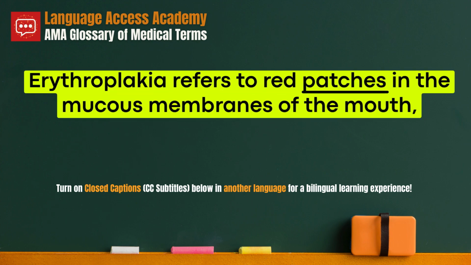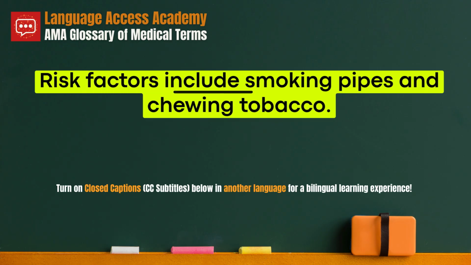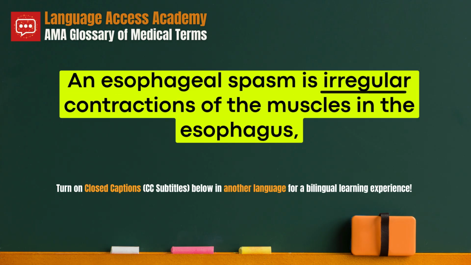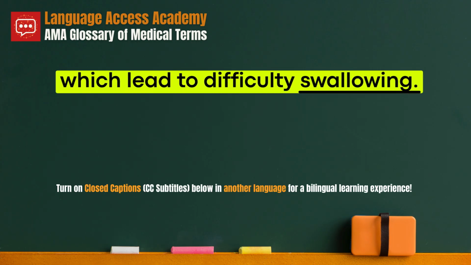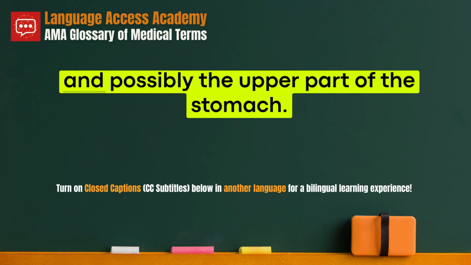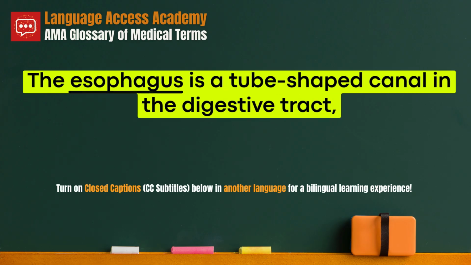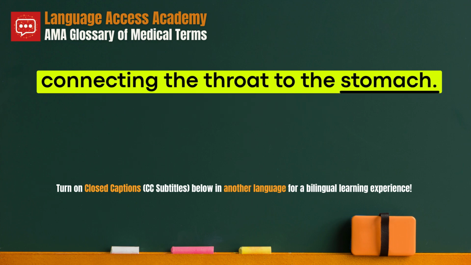Erythroplakia refers to red patches in the mucous membranes of the mouth, throat, or voice box, the larynx, that can become cancerous. Risk factors include smoking pipes and chewing tobacco. An esophageal spasm is irregular contractions of the muscles in the esophagus, which lead to difficulty swallowing. Esophageal varices are swollen veins in the lower esophagus and possibly the upper part of the stomach. They can cause vomiting of blood and passing of black stool. The esophagus is a tube-shaped canal in the digestive tract, connecting the throat to the stomach.